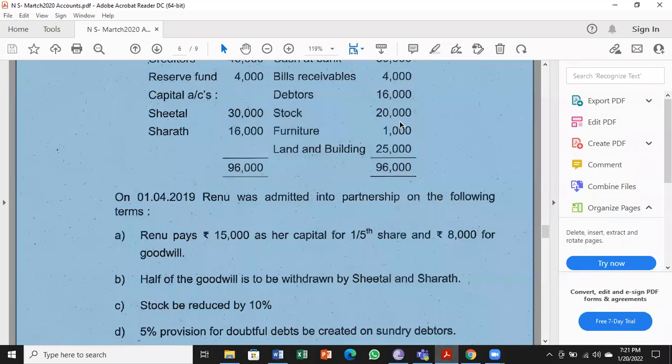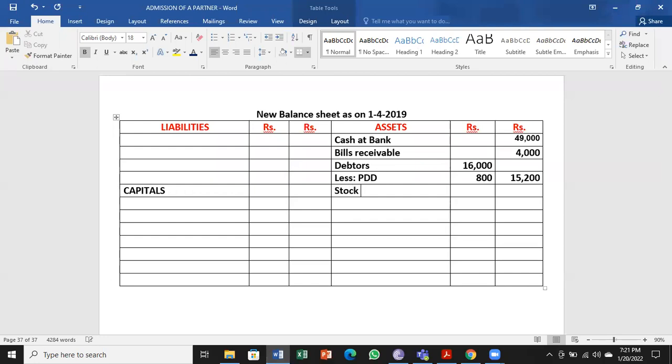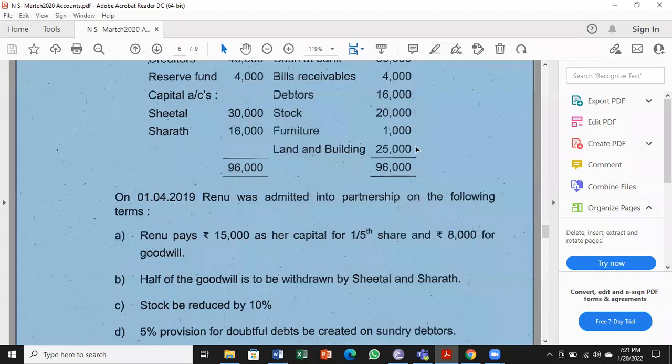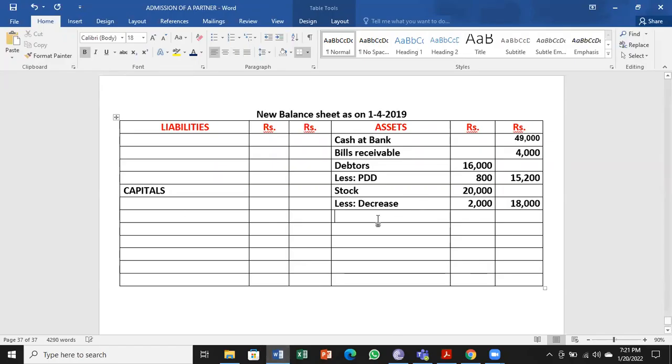Next, stock 20,000. We have an adjustment for stock to be reduced by 10%. Remember. So stock less decrease 2,000. Next, furniture 1,000. No adjustment for furniture. So outer column, same amount.